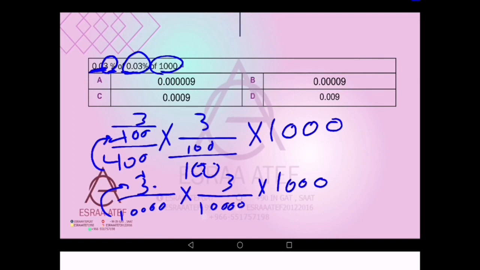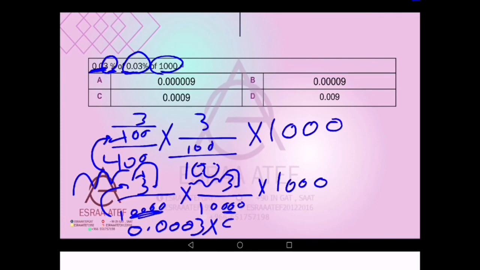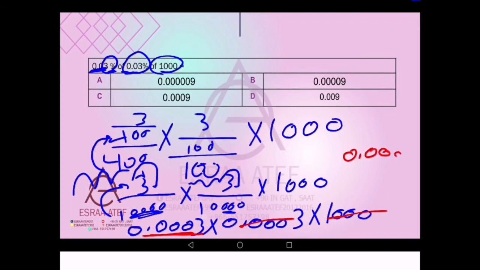Okay, if we divide them, we have a decimal, yes, we will move the decimal to the left, 1 2 3, because we have 4 numbers, so it will be 0.0003, times the same. Here we move the decimal to the left 4 times, so it's 0.0003 times 1000. Then these 3 zeros will cancel these 3 zeros, so it will be 3 times this number, which means it will be 0.0009.